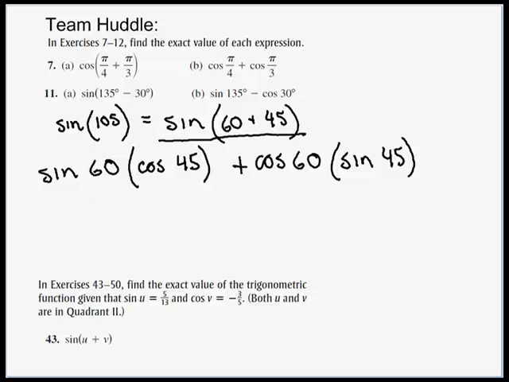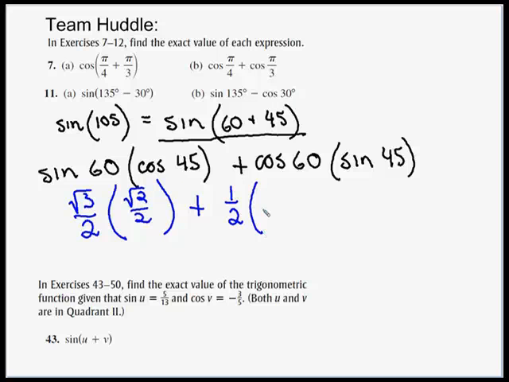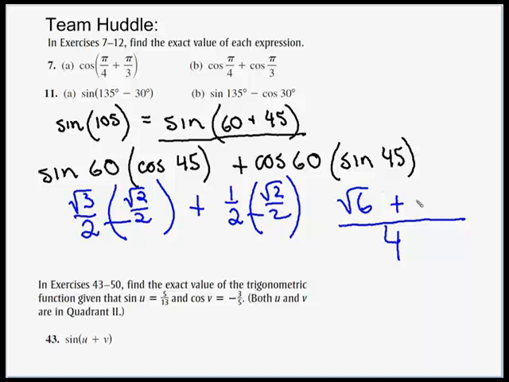The sine of 60 degrees is root 3 over 2. Cos of 45 is root 2 over 2, plus the cos of 60 is a half, and the sine of 45 is root 2 over 2. So I see right now our denominator will be common. It's going to be a 4. And we're going to have our numerator terms summed. Root 3 times root 2 is root 6. 1 times the root of 2 is root 2. So we have root 6 plus root 2 over 4.